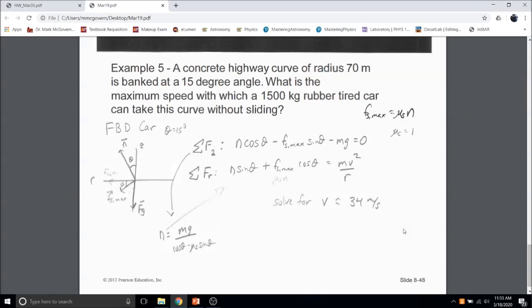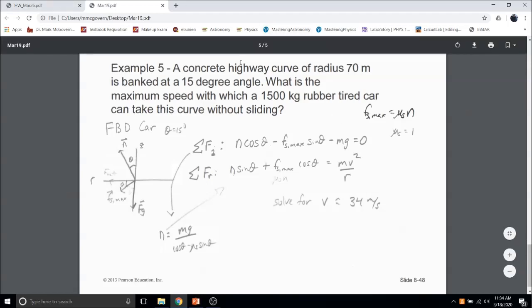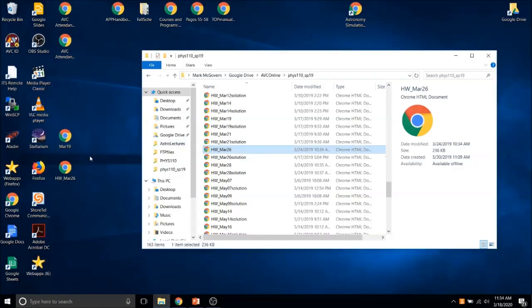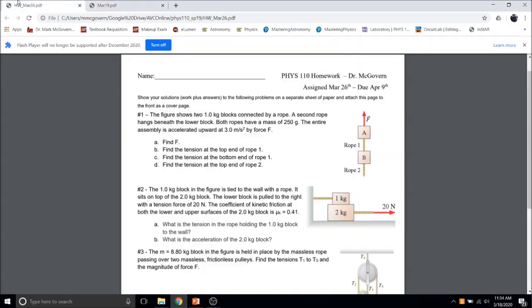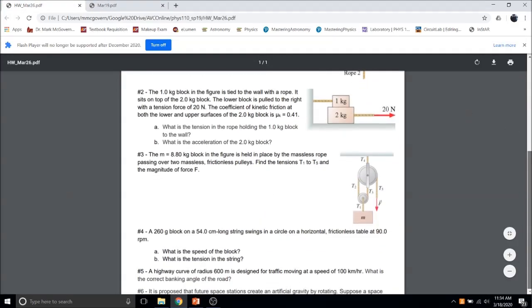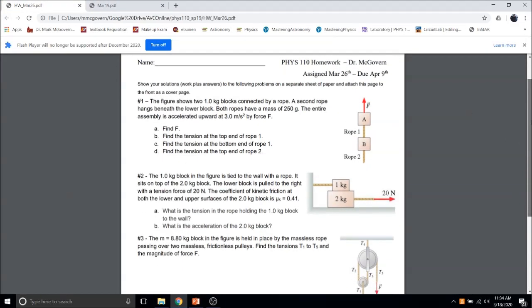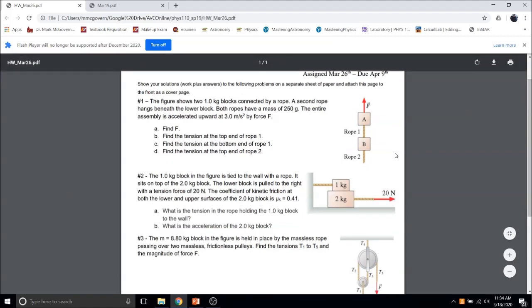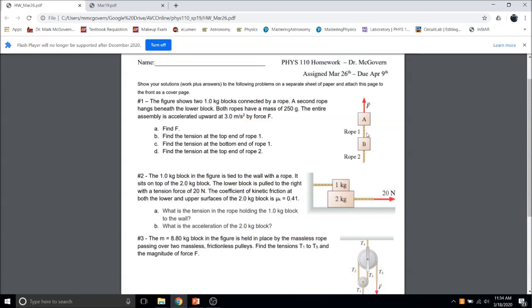Okay, so this takes us to the end, I believe, of this. Yes, it does. And let's look at the homework here. So in the homework, we got a combination of all these things. For number 1, these ropes have mass, so you need to draw 4 free body diagrams: Block A, Block B, rope 1, rope 2.